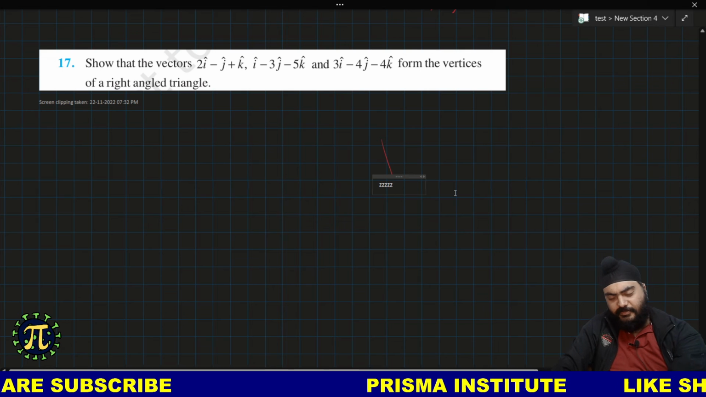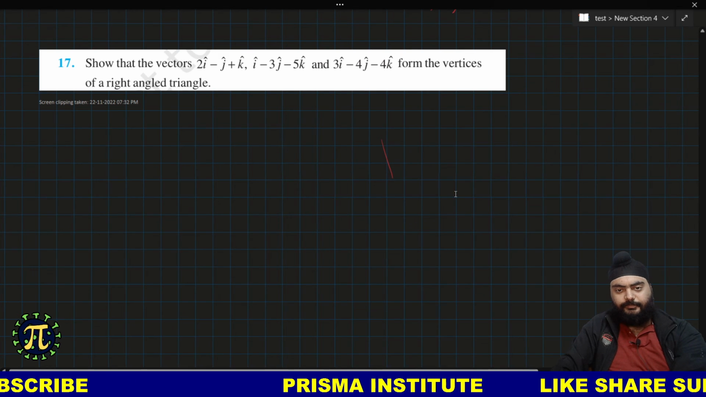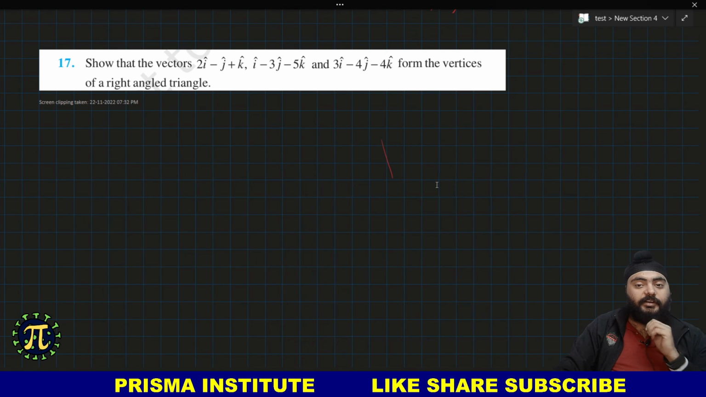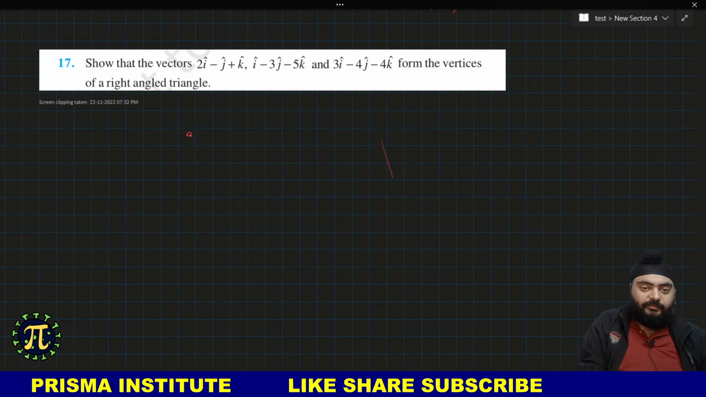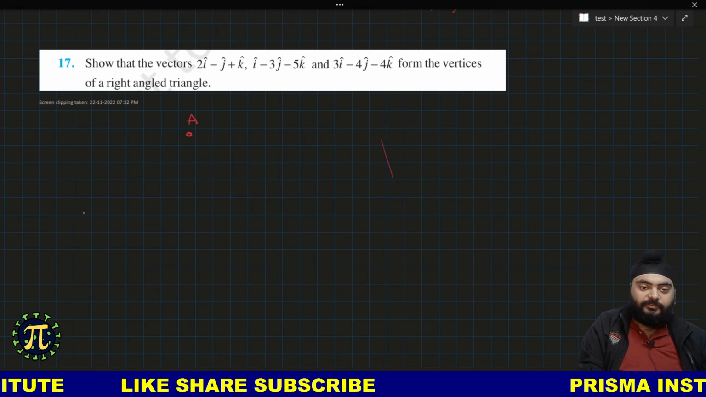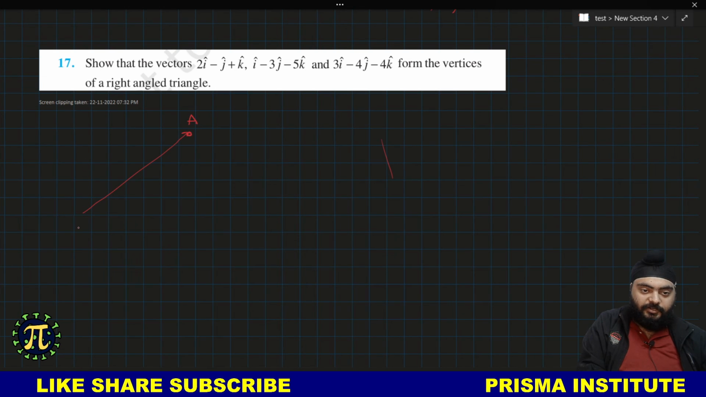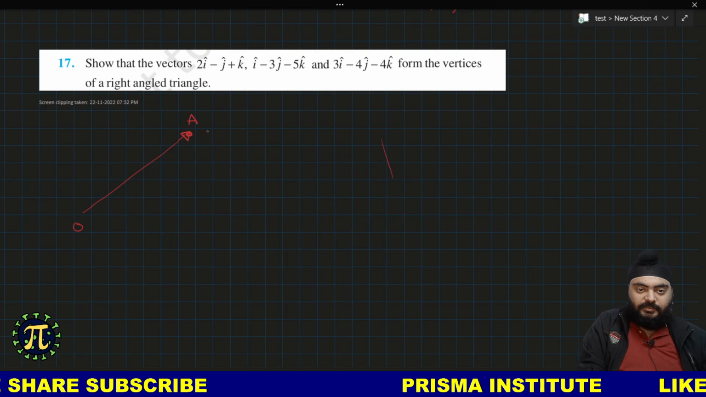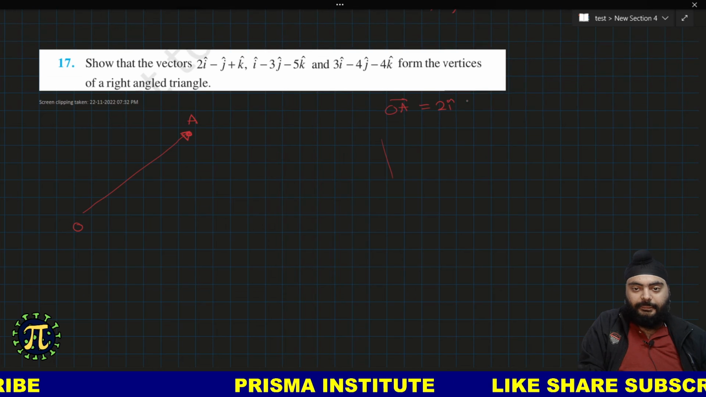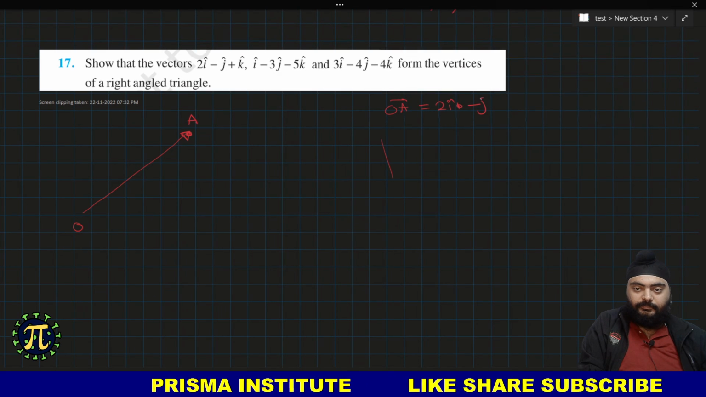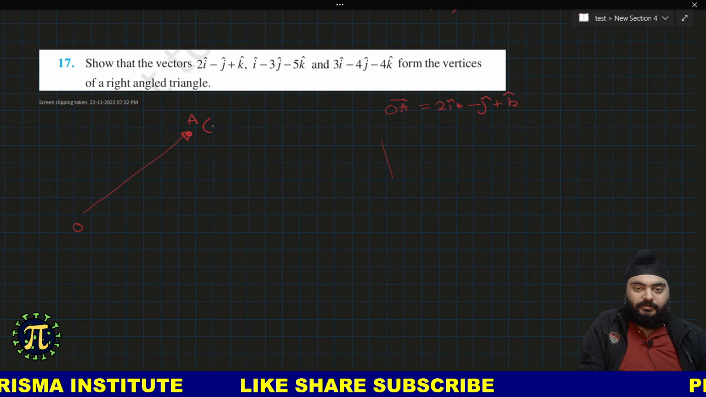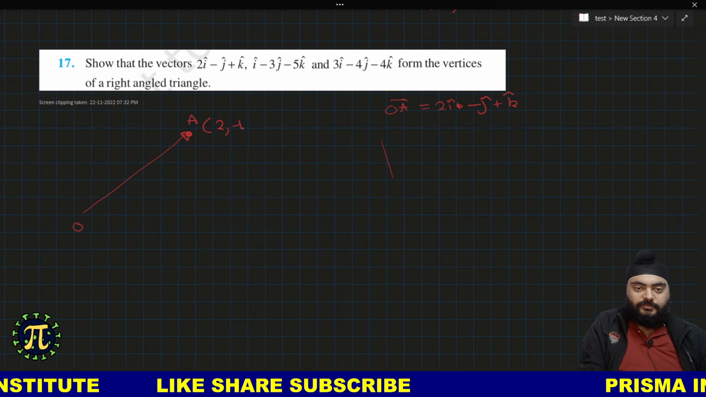Should we read this again? Let's see. Show that these vectors form the vertices, right? These are the vertices of the right angle triangle. Okay, so one vertex is here. If this point is A, and the vector of the vertex is given, this is the position vector with respect to origin, right? This is origin and this is OA vector. Let's say OA vector is 2i cap minus j cap plus k cap, and this implies coordinates of A are 2, minus 1 and 1, right?